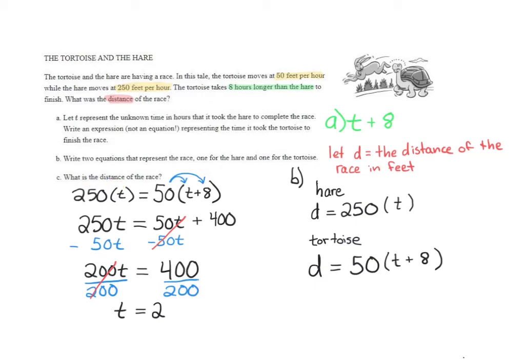I just found how long it took the hare to complete the race. In order to find what the distance of the race is, I have to take this value for t, 2, and plug it in to one of my equations. If I wanted to be extra sure, I could actually plug it into both equations to make sure I get the same thing both times.